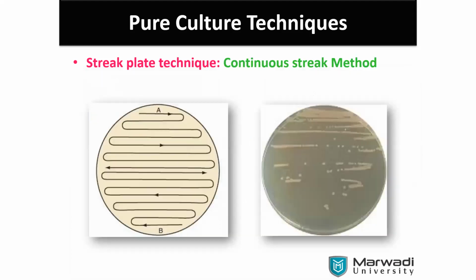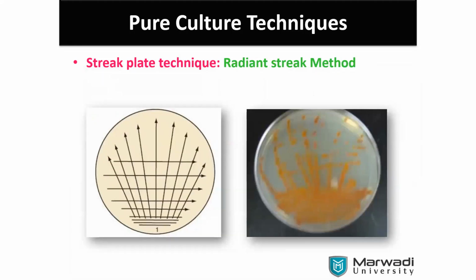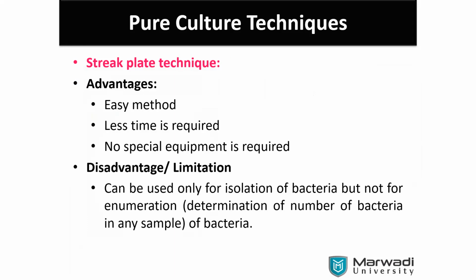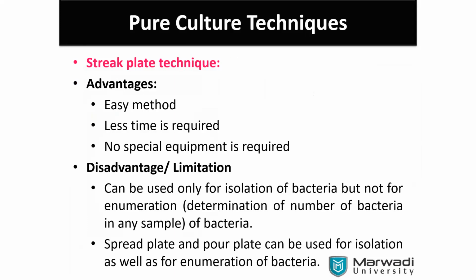Okay, so let's move further. The continuous streak plate method is what we have seen until now. So what are the advantages and disadvantages? Advantages: it is an easy method, streaking is very easy, less time is required to perform, and no special equipment is needed. Disadvantage: it can be used only for isolating bacteria, but not for enumeration, the number of bacteria in any sample.